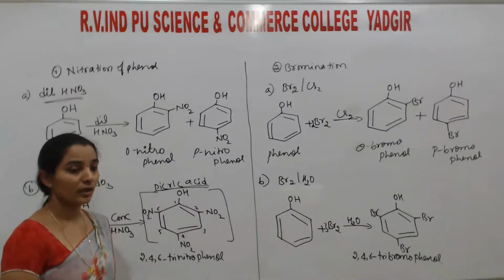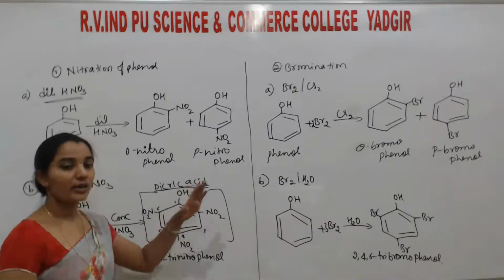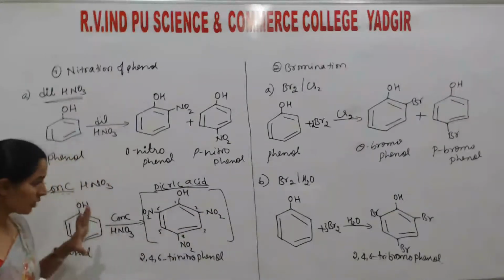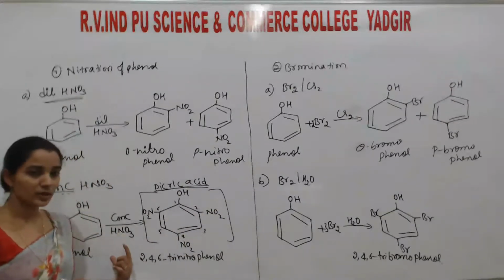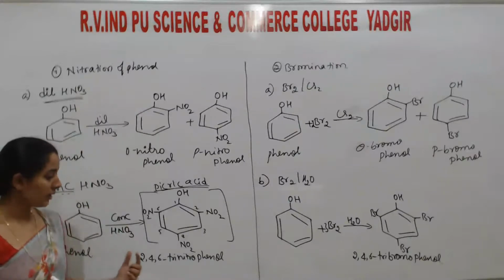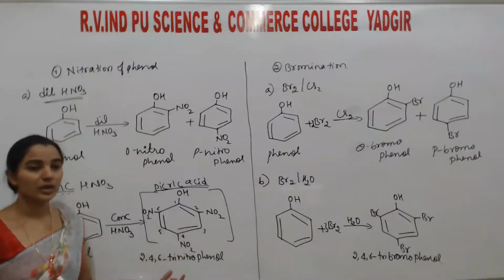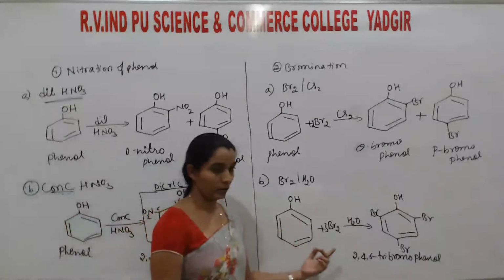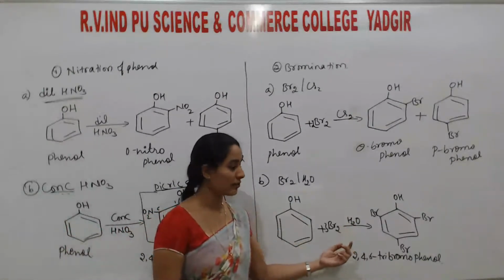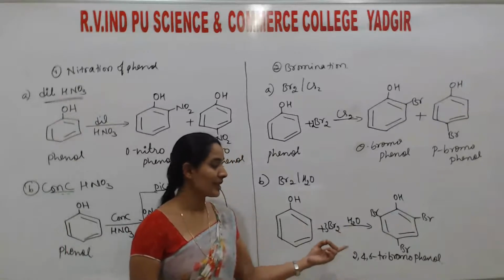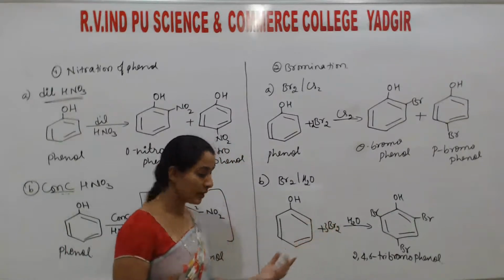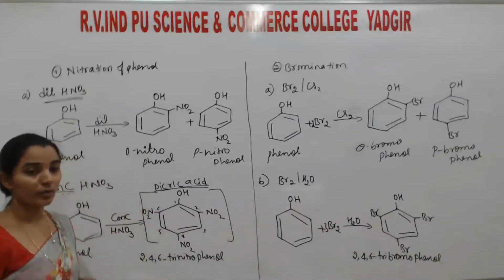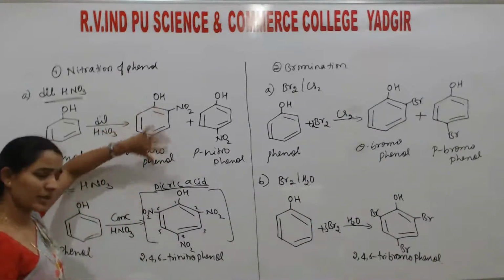So this is the only difference. If we use concentrated HNO3, then 2, 4, 6 trinitrophenol is the product. If we use bromine water, where the solvents are different, then 2, 4, 6 tribromophenol. Here it is trinitrophenol. These two are very important for the total marks.